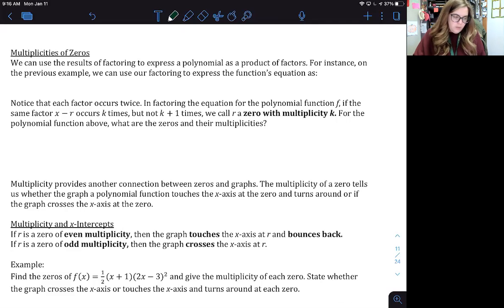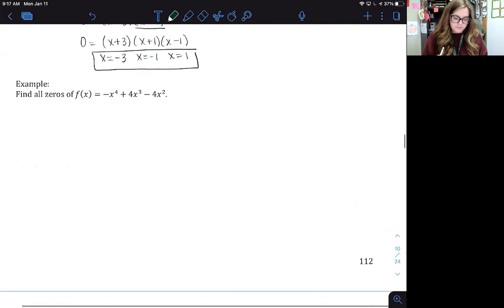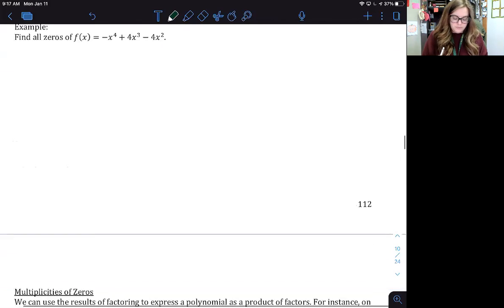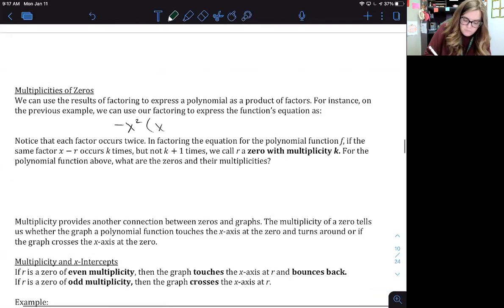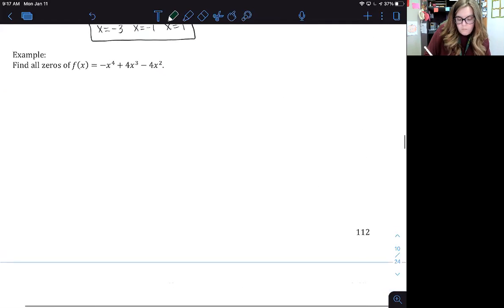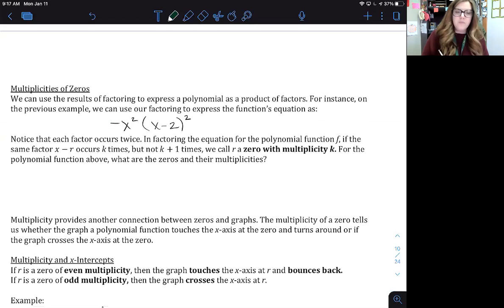So when we do this, if we look at the example you guys just tried, then we get something that gives us multiplicities. I'm going to make this up, but I think that you're going to get -x squared times the quantity x minus 2 squared. Okay. So notice that each factor occurs twice.